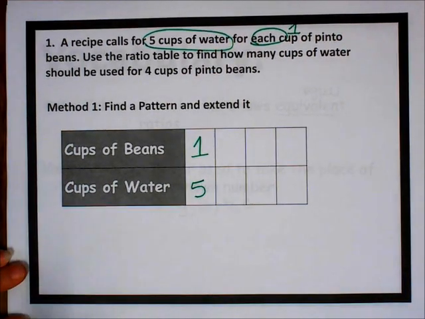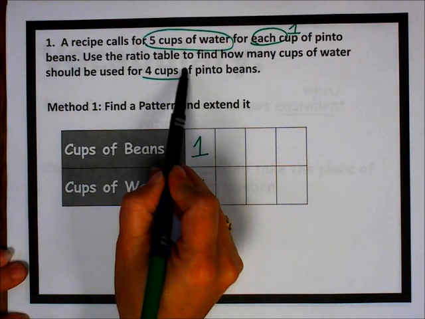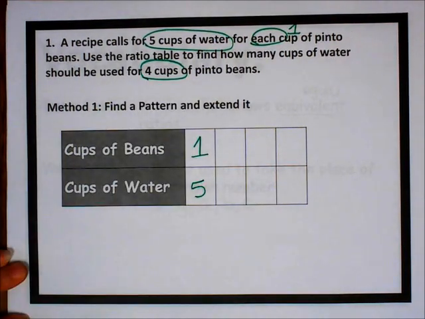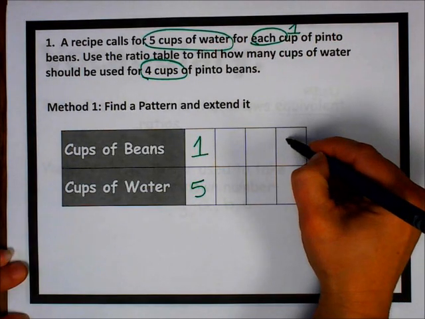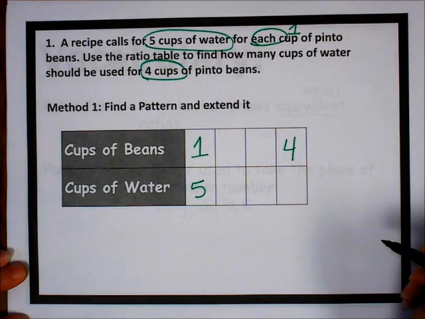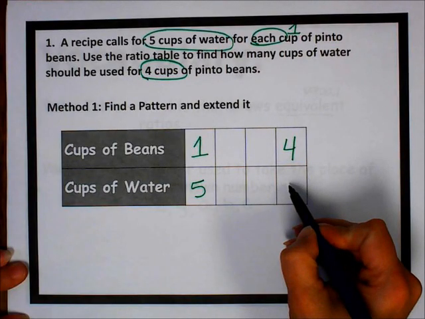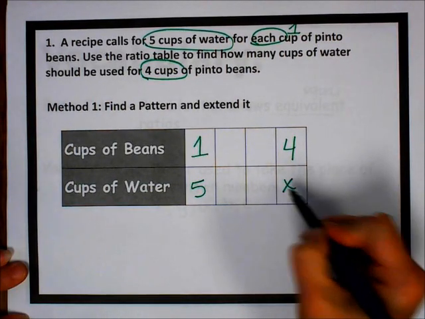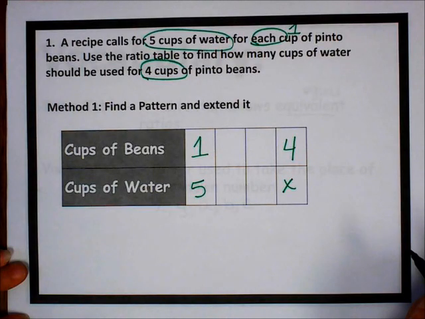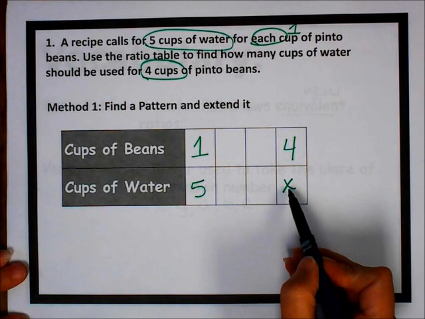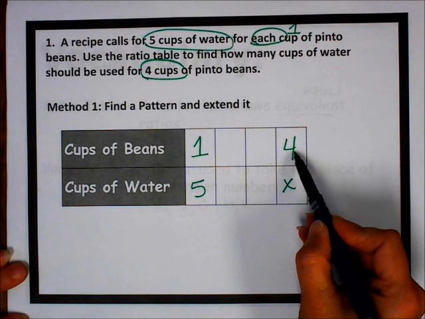Now let's see what else we know in the problem. We know that we are going to use 4 cups of pinto beans. So I'm going to come down here to the end, and I'm going to put 4 cups of beans. And the question is asking me for how many cups of water. So I'm going to put a variable, and I'm going to choose to use the variable X. You can use any letter you want. And we're going to solve for X. We are going to find out how many cups of water it's going to take for 4 cups of beans.